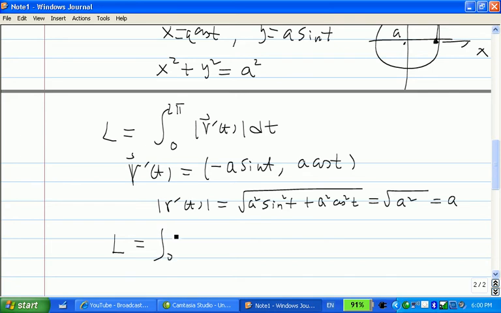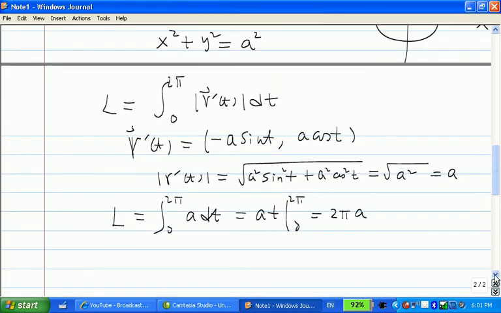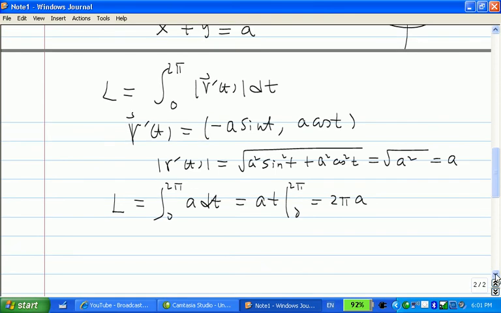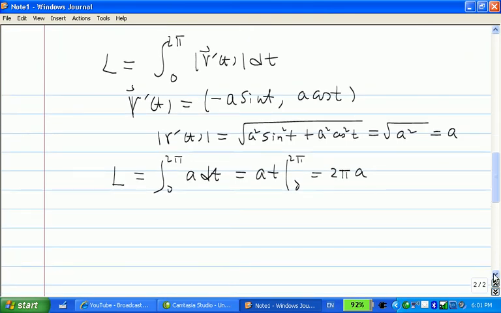So the circumference of the circle is the magnitude of r prime t, which is a, dt. You integrate that, it gives you a t, evaluated from 0 to 2 pi. Replace t by 2 pi, subtract, replace t by 0. So you end up with 2 pi a. That's exactly the formula to find arc length for the whole circle.